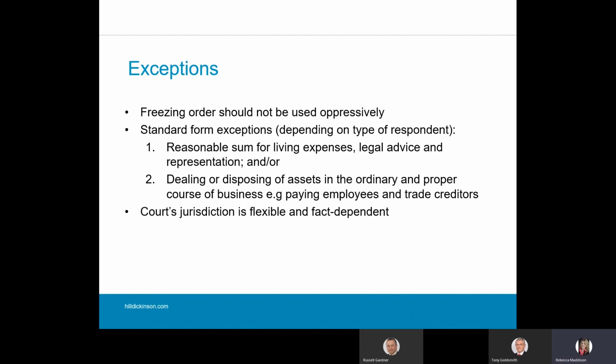Going to briefly look at the two exceptions to the freezing order. The standard form exceptions to a worldwide freezing order over all assets allow, first of all, the respondent a reasonable sum for living expenses, legal advice and representation, and also to deal or dispose of assets in the ordinary and proper course of business, such as paying employees or trade creditors. The respondent has to inform the applicant where the money has come from for legal advice and representation.